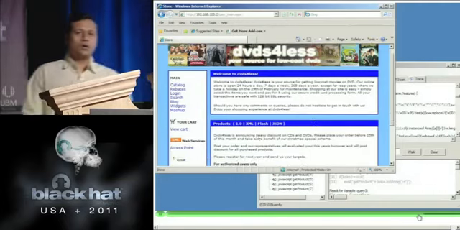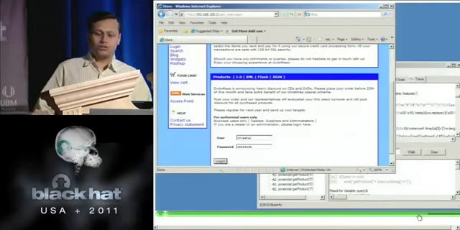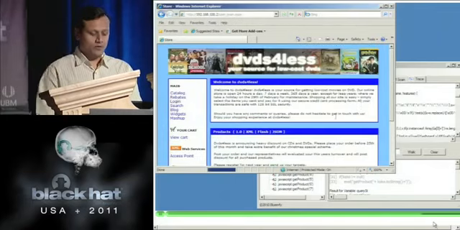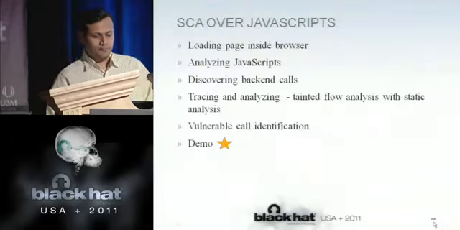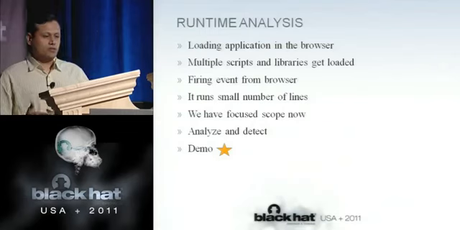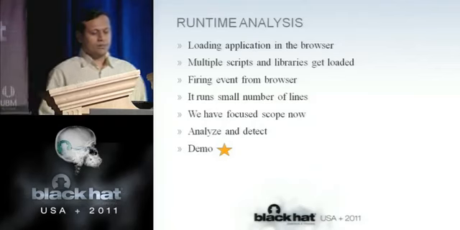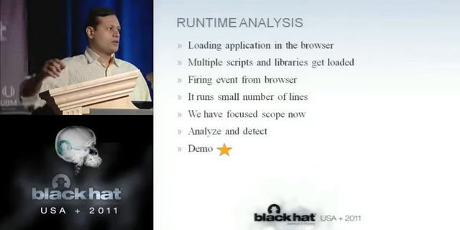So this is how the first approach works: doing a static code analysis, by which we can find or discover a vulnerability. The second one is even more interesting, where we do a runtime analysis. Say, for example, you load an application and click a button.